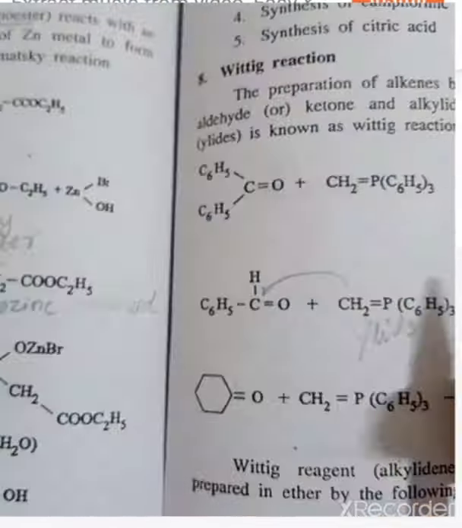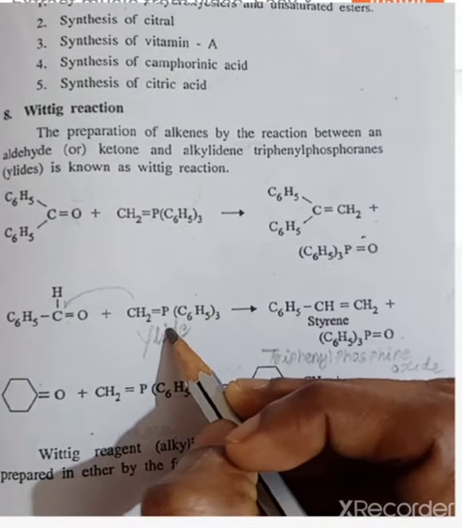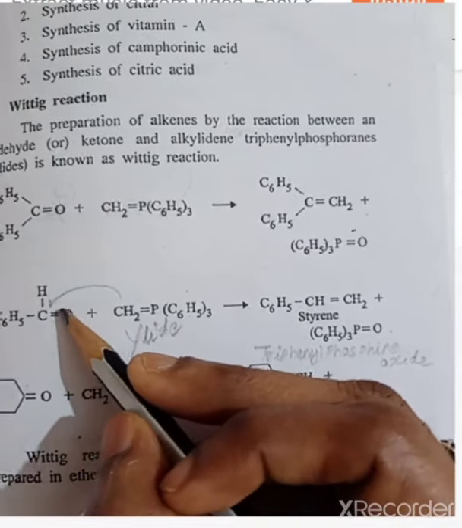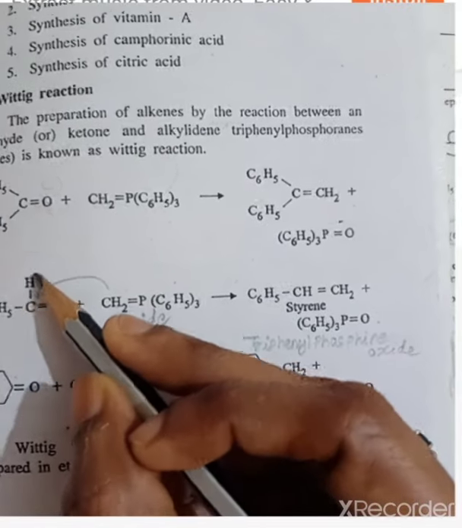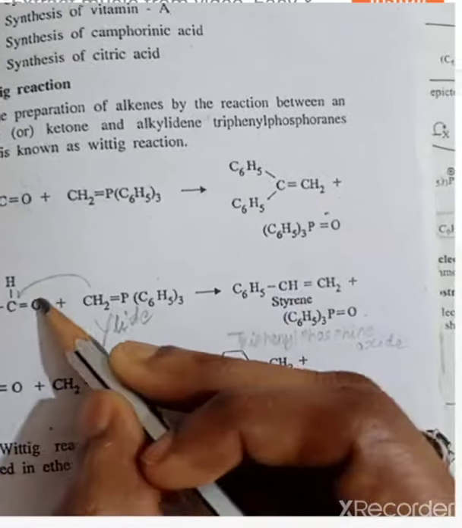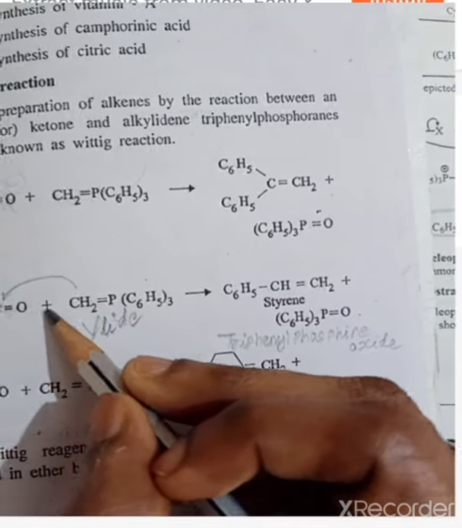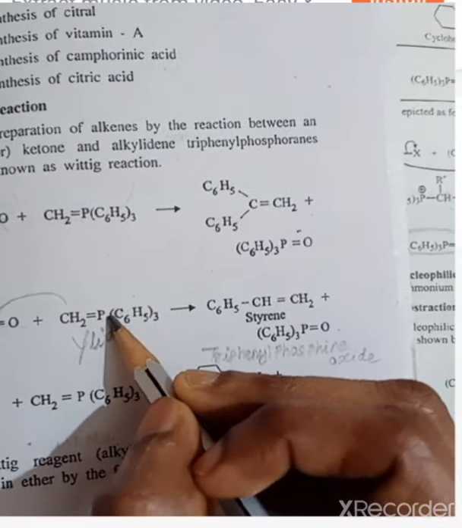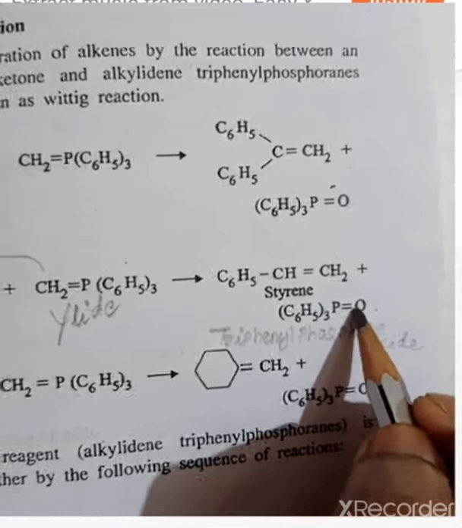So the next reaction, again with benzaldehyde. Here the aldehyde group reacted with the ylide. In the same way, the CH2 will be directly formed in this reaction: C6H5, CH double bond CH, double bond CH2. Here the double bond O will be directly reacted with this group, and it forms triphenylphosphine oxide because it contains one oxygen group.